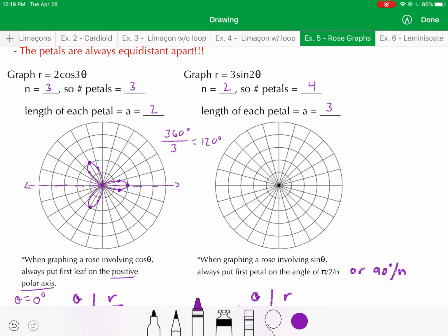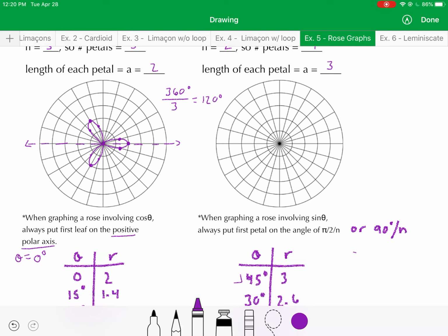So whenever I'm graphing a rose involving sine, I always put my first petal on the angle of pi over 2 divided by n. Or if you're working in degrees, that would be 90 degrees divided by n. The reason for that is sine will yield its largest value at 90 degrees. And here, if I have an n value of 2, the calculation 90 degrees divided by 2 will tell me what value to plug in for theta to give me that largest value possible. Okay, so notice I'm getting 45 degrees when I do that.